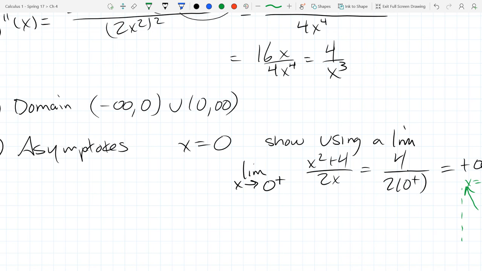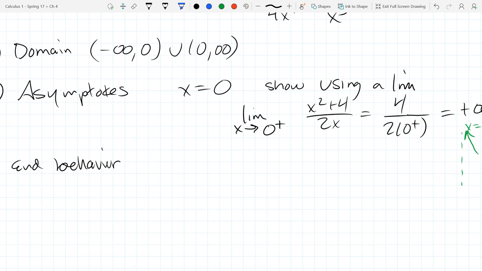All right, end behavior is next. So we're going to take two limits, x approaches infinity and x approaches negative infinity, of this original function.